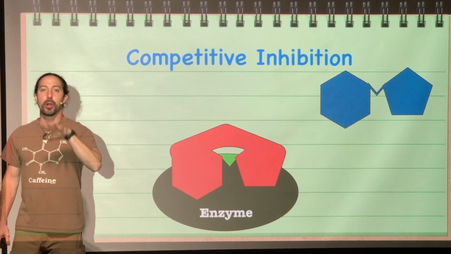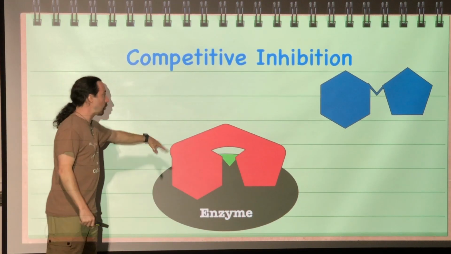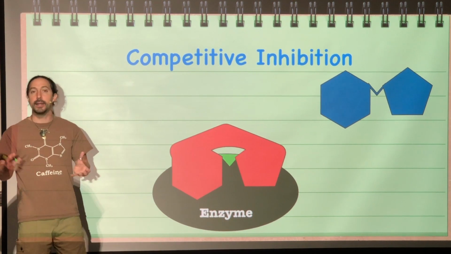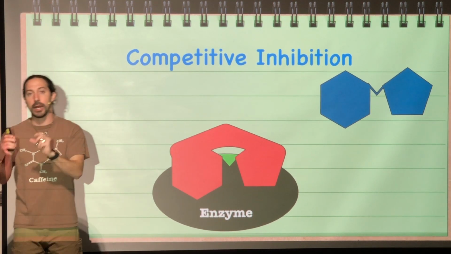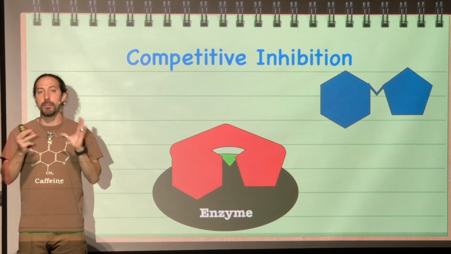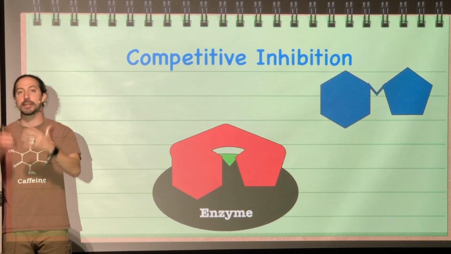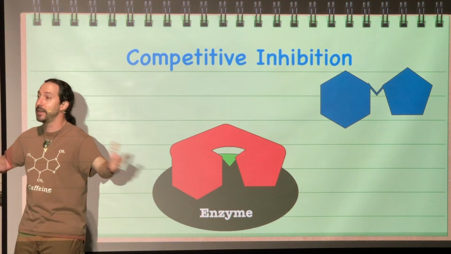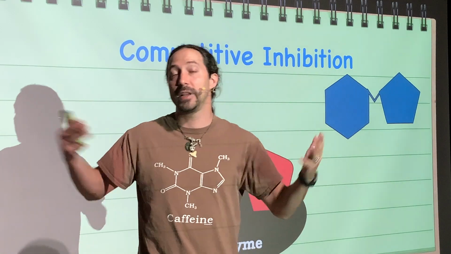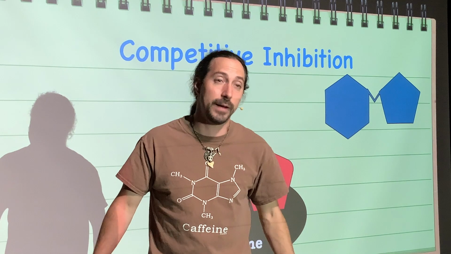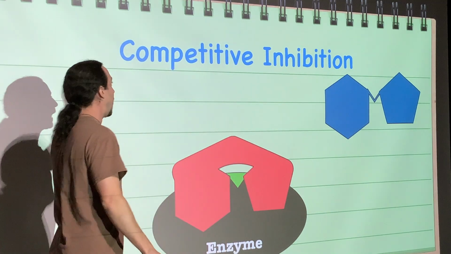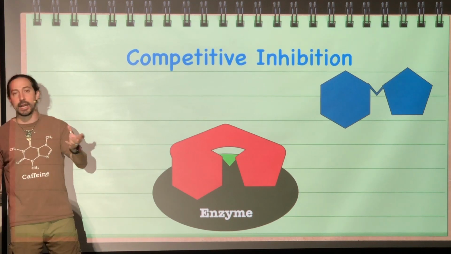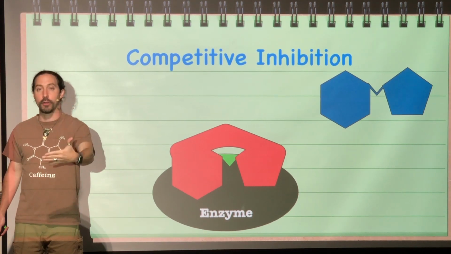Now, this is not a permanent thing. The competitive inhibitor will release, and then the active site will be open again. But for a short period of time, the inhibitor is going to make it so that the enzyme cannot actually have a substrate come into it because its active site is already occupied. And if the active site's occupied, the substrate can't fit. That's just the way it works out. That is competitive inhibition. That's one way that an enzyme can effectively be turned off.